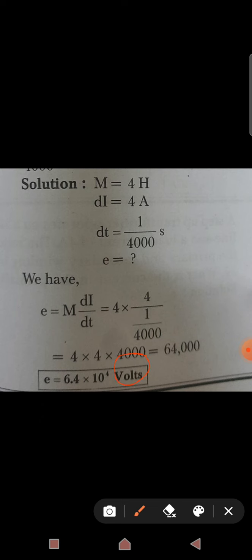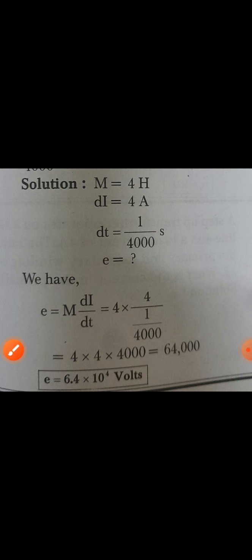Here volts is given. As we have studied, there is a printing mistake. Units can never be written in the plural form. So here you can do the correction that you should write only volt, not volts. Okay. So here we have completed our third question. Now we'll move to the next question.